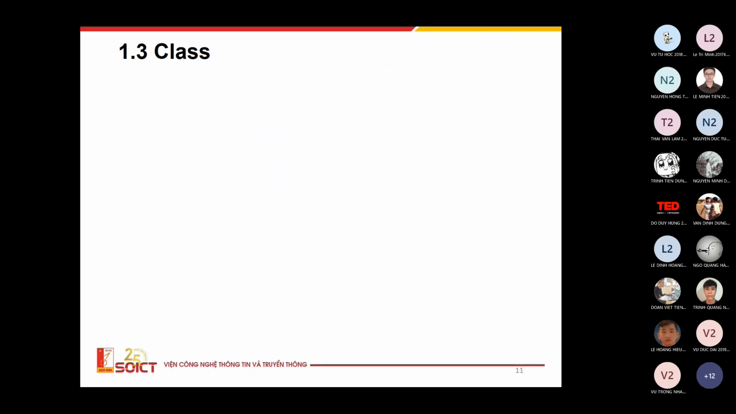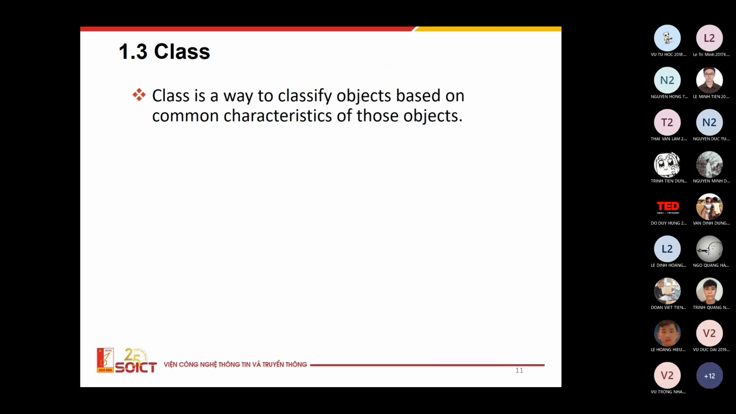And now we talk about the class and the object. This is what can help us to make the abstraction for the thing. Okay, and the class, we know this term already. The class is a way to classify objects based on the common characteristics of those objects. And we know that the class looks like a definition. So it's just the result of the data abstraction.